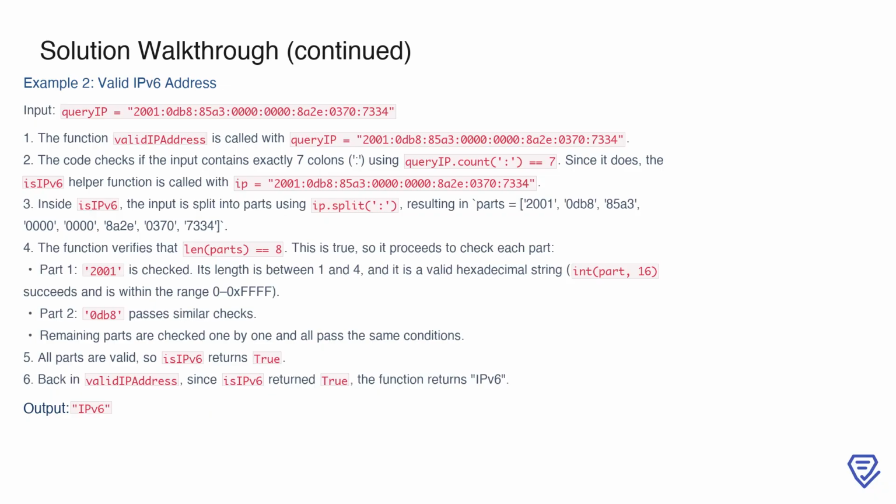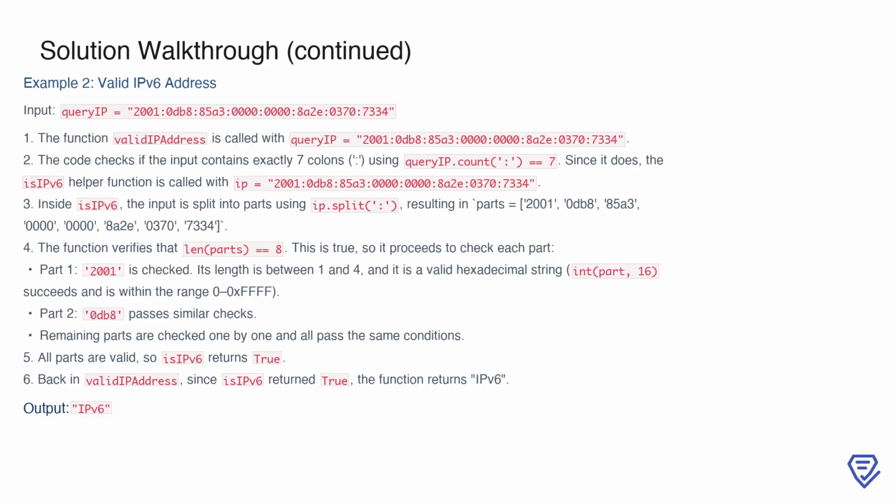Now, we consider the input query IP equals 2001:0DB8:85A3:0000:0000:8A2E:0370:7334, which is checked to determine if it is an IPv6 address. The code first verifies that the string contains exactly 7 colons, a hallmark of the IPv6 format. As this condition is satisfied, the isIPv6 helper function is called. Inside isIPv6, the string is split at the colons to obtain the parts 2001, 0DB8, 85A3, 0000, 0000, 8A2E, 0370, 7334. The function ensures there are exactly 8 parts, which is true here.